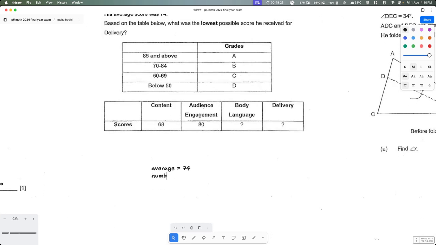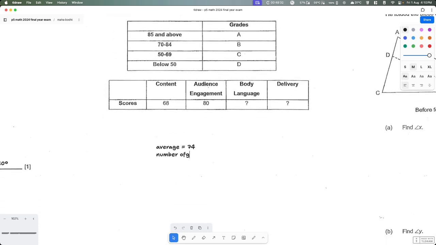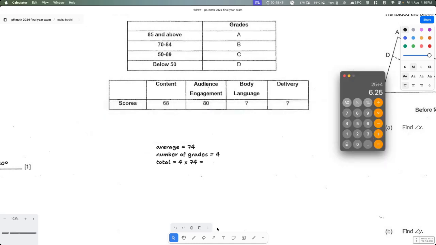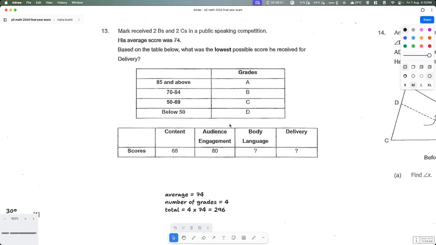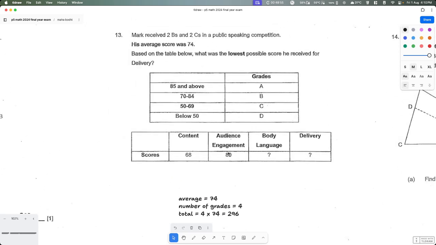So total divided by number of grades. Grades is equal to, in this case, 4. So total is equal to 4 times 74. Okay, let's double confirm with the calculator. 74 multiplied by 4. This will give us 296 over here. Okay, so 296. Then for this, we know that the total is 296 based on the table delivery.